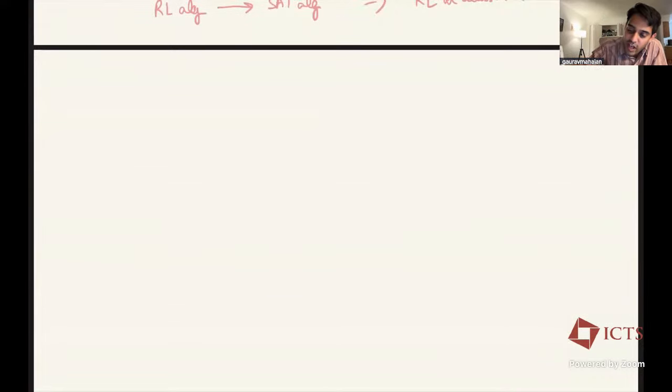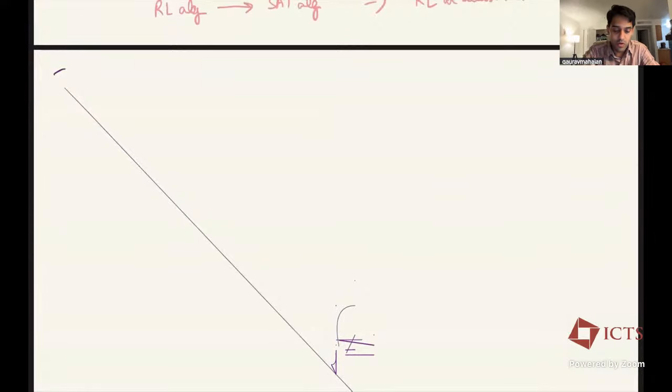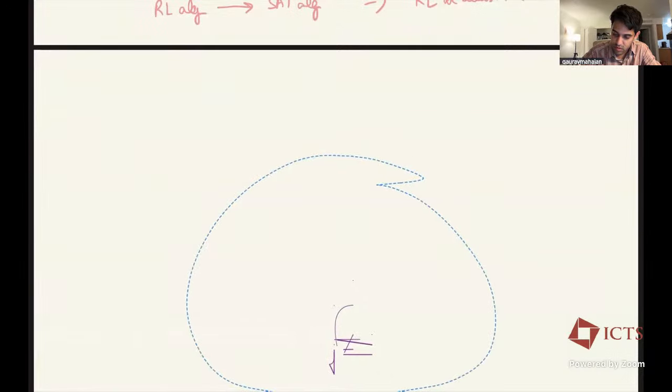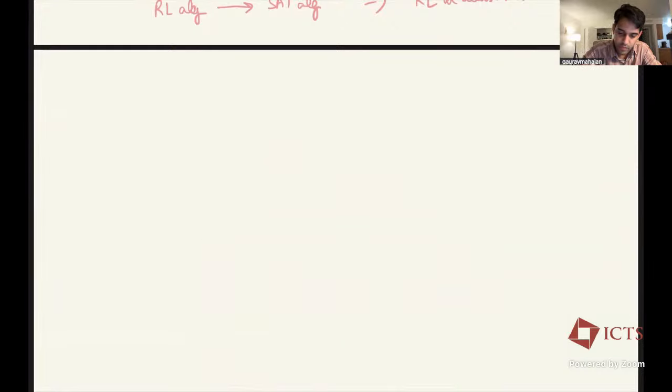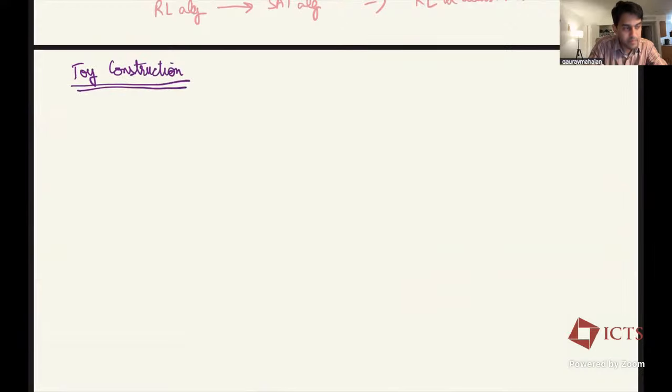Okay, so I'm going to start with a toy construction. It's a construction which takes in a Boolean formula and turns it into an MDP.